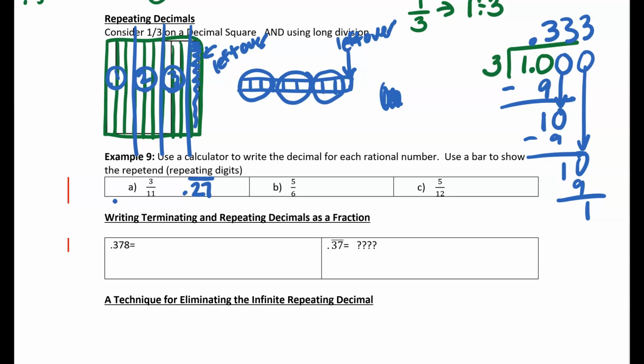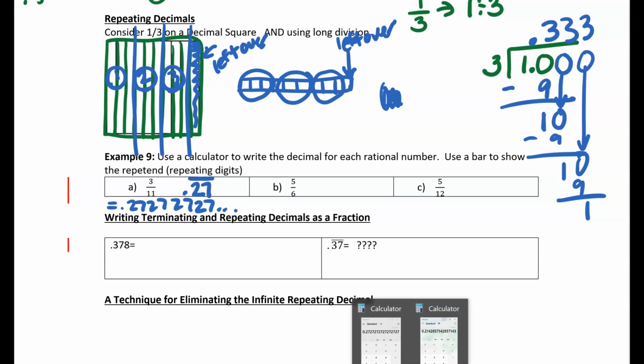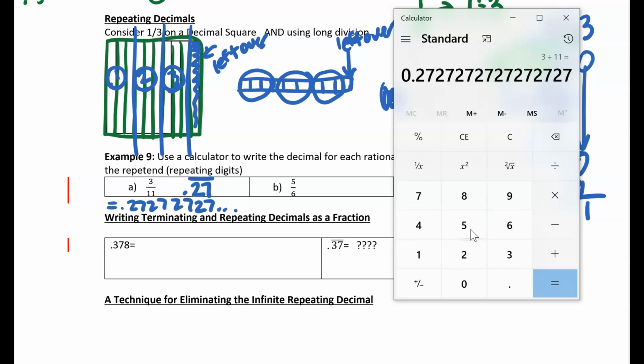So this means 0.27272727. Okay. Next, let's do 5/6. So we'll do 5 divided by 6. Whoops, let's clear that out. 5 divided by 6.